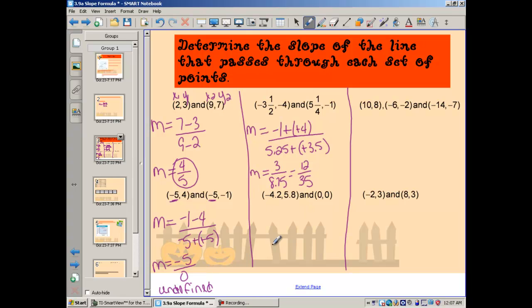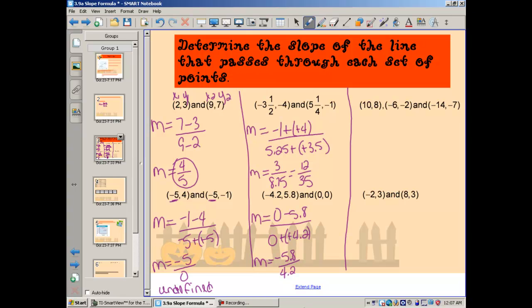Next one. Negative 4.2, 5.8, and then 0, 0. So let's use our formula. 0 minus 5.8 over 0 minus negative 4.2. Leave, change, change. So I have negative 5.8 over 4.2.